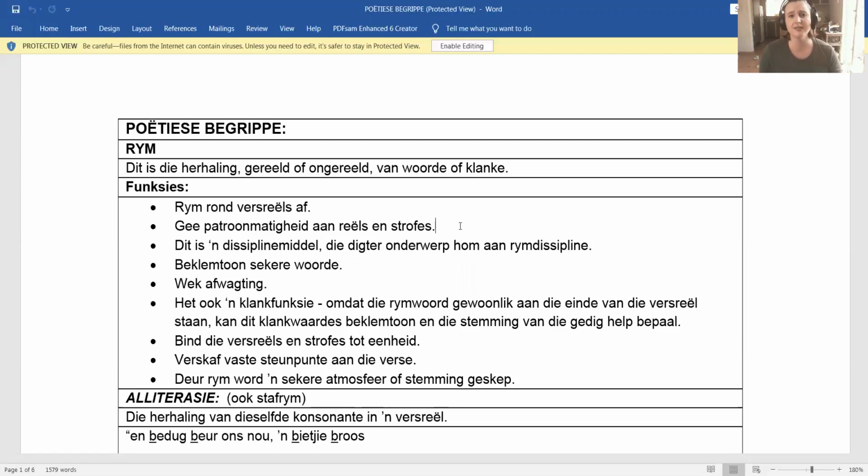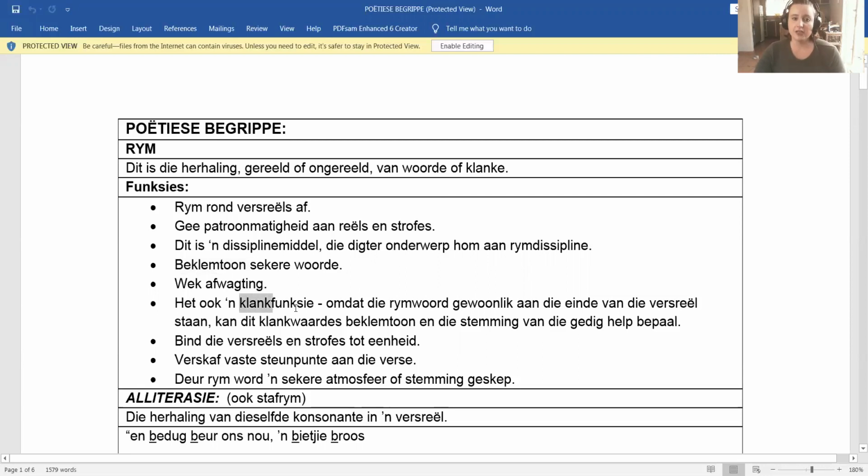It makes the poem seem more disciplined. Normally, certain poets have certain ways that they actually use rhyme in their poems. It would be interesting for you actually to go look up a poet and see if they use sort of the same rhyme scheme in their poems, okay? It emphasizes, beklemtoon is my favorite word. So when I say to you beklemtoon, I'm saying emphasize, and rhyme emphasizes certain words.